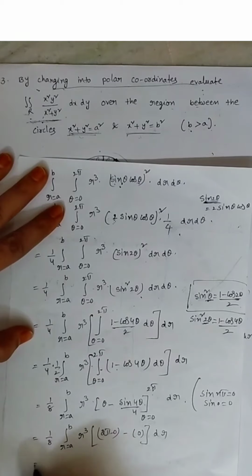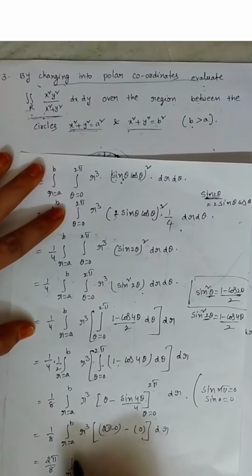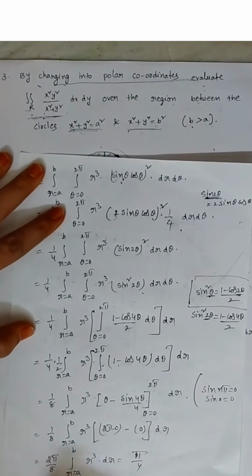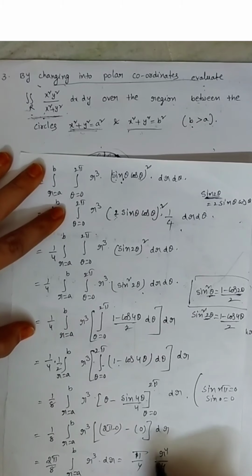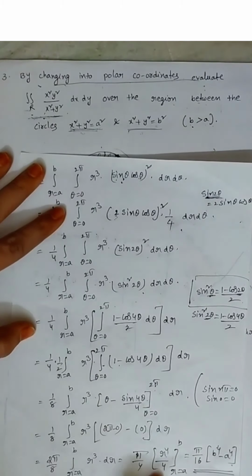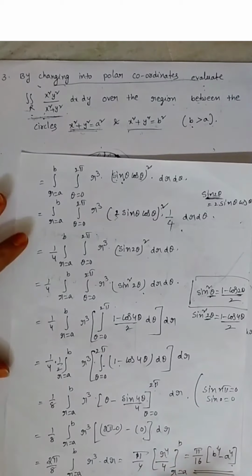So take 2 pi constant outside, 2 pi by 8 integral r equals a to b, r cubed into dr. This equals pi by 4. The 2 and 4 give pi by 4, r cubed, integral of r cubed means r power 4 by 4, limits r equals a to b. So pi by 16 into b to the power of 4, substitute upper limit, b power 4 minus a power 4. The answer is pi by 16 into b power 4 minus a power 4.